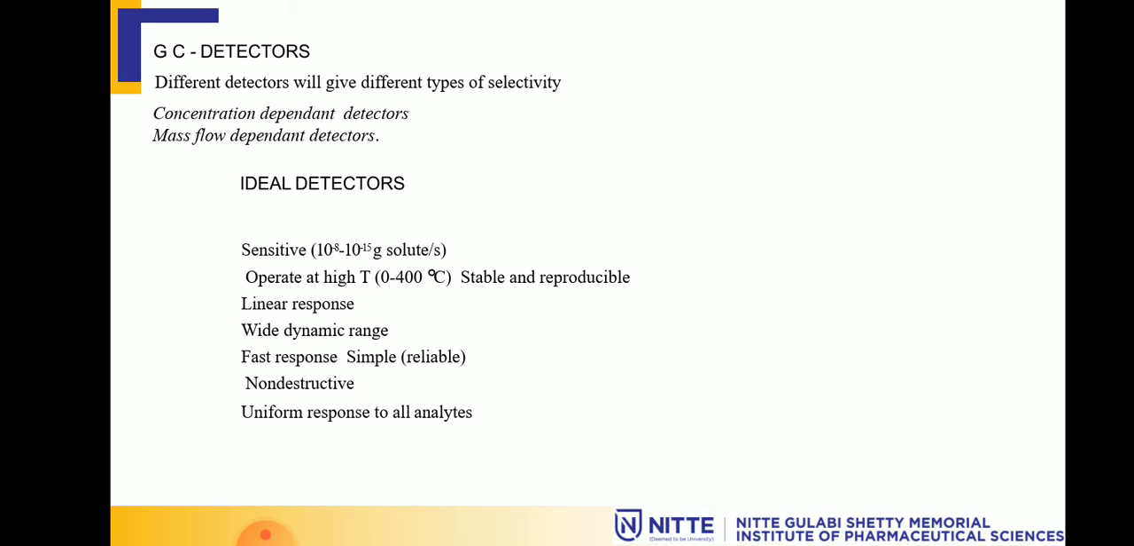Generally a concentration dependent detector is preferred, because if we use that, the sample is not being degraded. Thank you. We'll see more about the detector, application and the stationary phase in detail in the coming class.